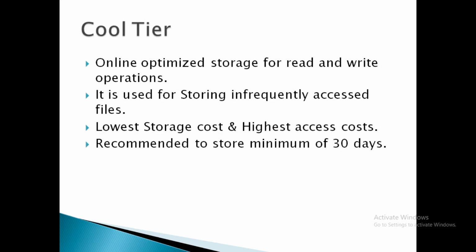The second one is the cool tier. This is online optimized storage for read and write operations. It is also used for read and write operations. It is used for storing infrequently accessed files. Previously, when we were talking about the hot tier, we used that tier for frequently accessed files. But in this case, it is used for infrequently accessed files, with the lowest storage cost and highest access cost.